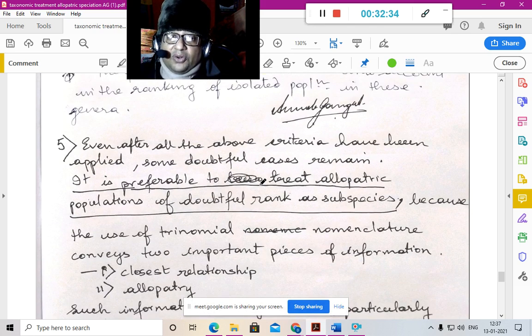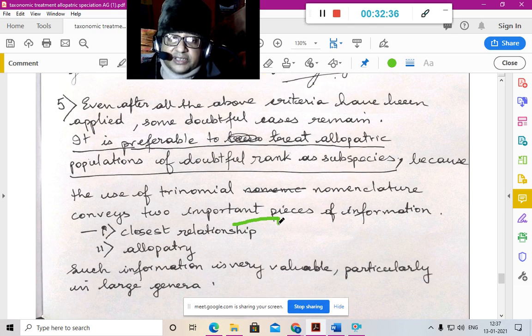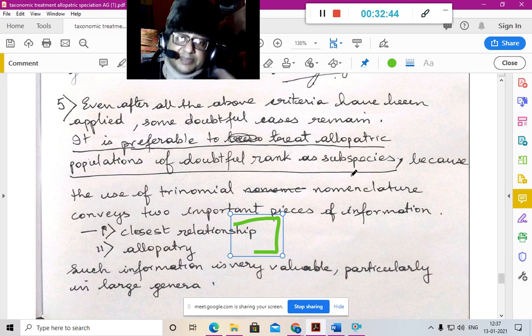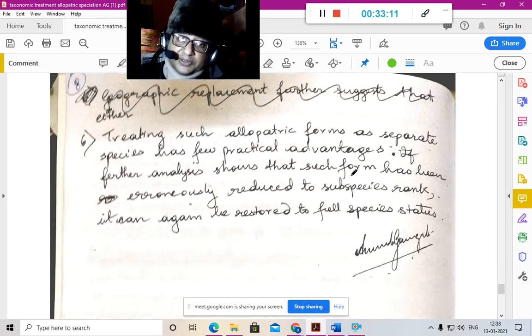After all these things, consider closest relationship and allopatry. It is preferable to treat allopatric populations of doubtful rank as subspecies. If you are in doubt, consider them as subspecies if they are geographically separated. If you are in doubt whether a horse in America and a horse in Africa are different, consider them subspecies. They are the same species but different subspecies, till you find out later by experiments whether they belong to the same species or not.